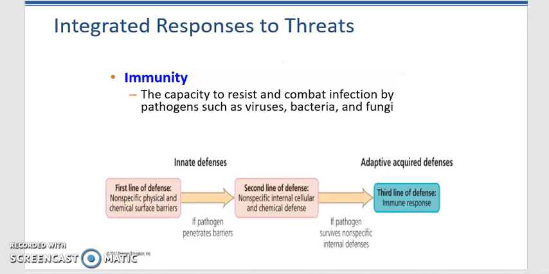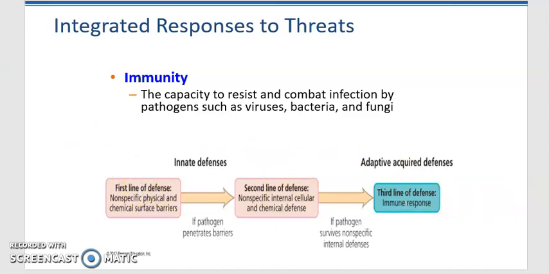So immunity is the capacity to resist and combat infection by pathogens such as viruses, bacteria, and fungus. There are a variety of different types of pathogens that can cause disease, and a variety of different ways that they can cause disease. But the main categories of the body's defense are broken up into these three segments here.